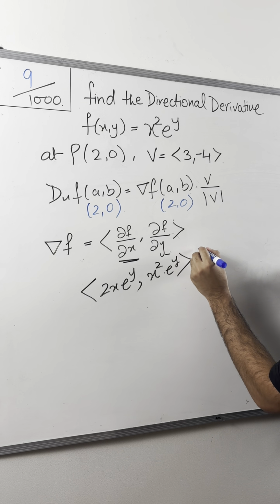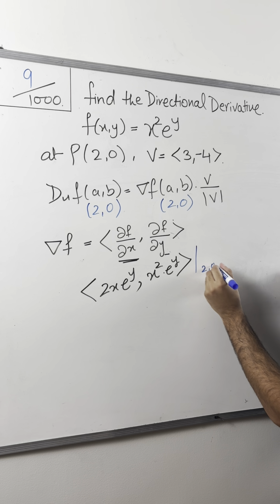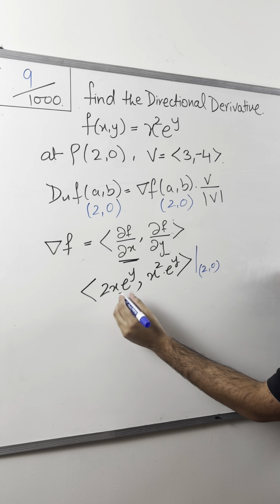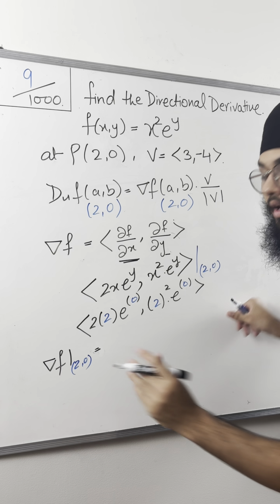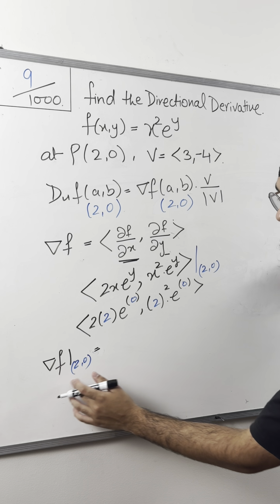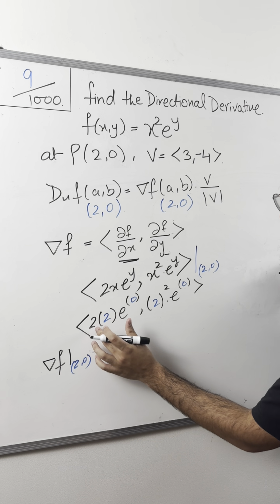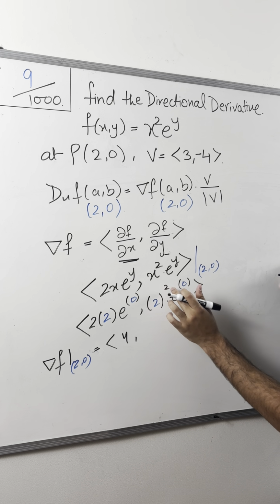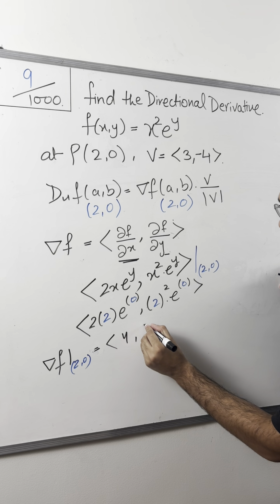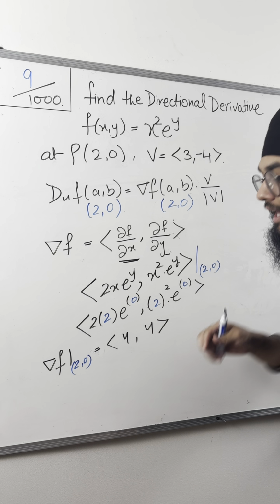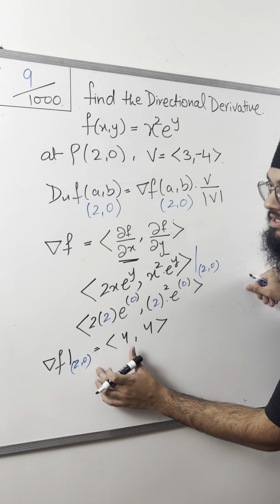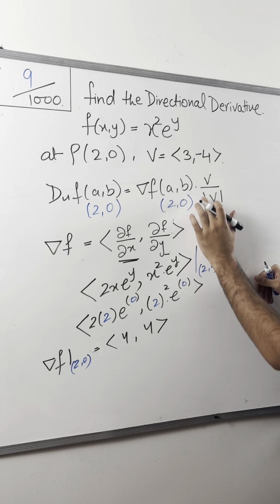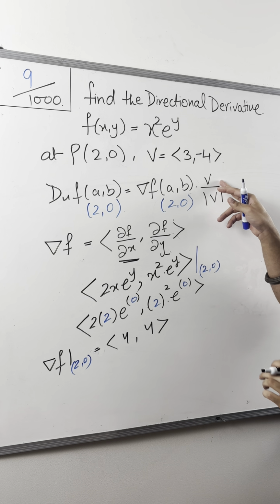Now we're going to compute this gradient at (2, 0). So plug in x equals 2 and y equals 0. And so we get the gradient of our function at (2, 0) as 4 times e to the power of 0, which is 4, and 2 squared times e to the power of 0, which is also 4. So now that we have the gradient of our function at (2, 0), to find the directional derivative, we have to find its dot product with the unit direction vector.